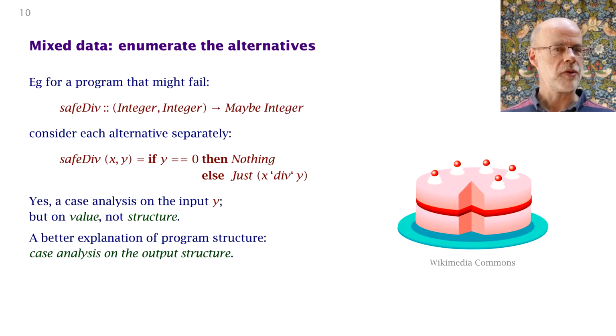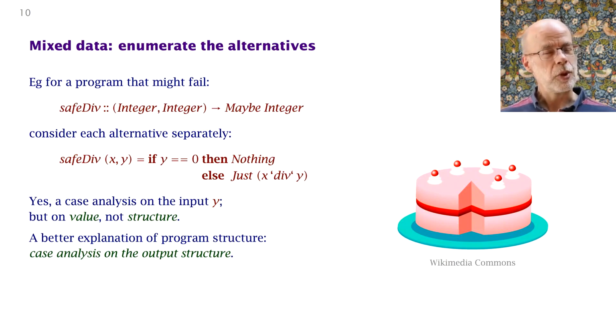So here's a safe division problem. You want to compute x divided by y, unless y is 0, in which case you have to produce some separate value instead. So in Haskell, the idiomatic way to do that is with the Maybe data type. Values of type Maybe Integer are either Nothing or Just an integer. And safe division, of course, if y is 0, produces Nothing, otherwise it produces Just the quotient x divided by y.